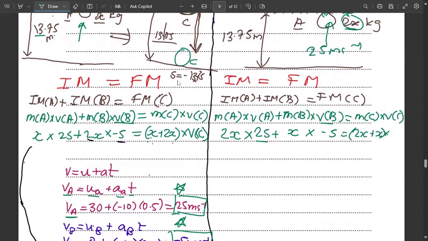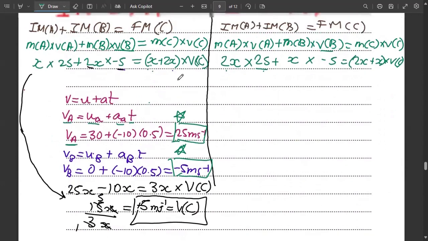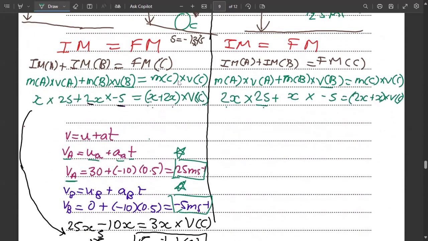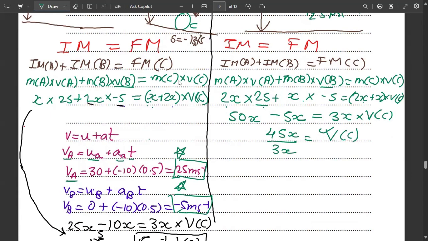Now you may think everything we have written the same, we'll get the same answer. No. Why? 2x into, what is 2x into 25? 2x into 25 is 50x. What is x into minus 5? Minus 5x. 2x plus x is 3x into velocity of c. Now 50 minus 5 is 45, 45x. 3 will go down, is equal to velocity of c.